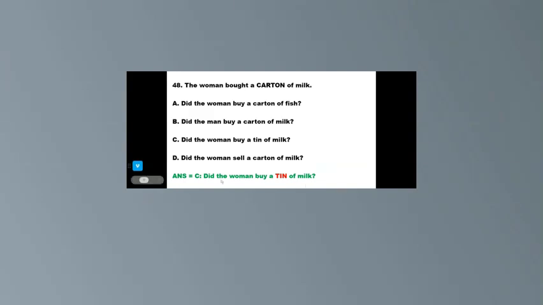Now, if the question is, did the woman buy a tin of milk? The answer is no, the woman did not buy a tin of milk. Instead, she bought a carton of milk. She bought a carton, not a tin of milk. So, I hope you are taking note of how emphatic stress works and how to pick the correct answer to emphatic stress questions in WASSCE.